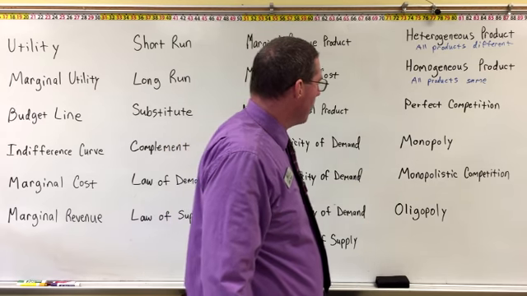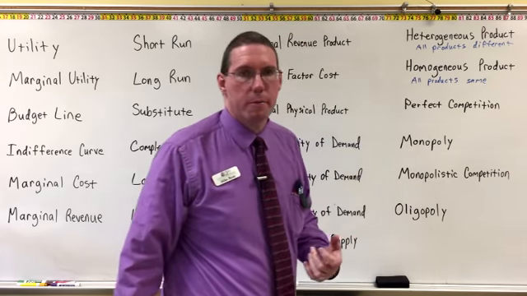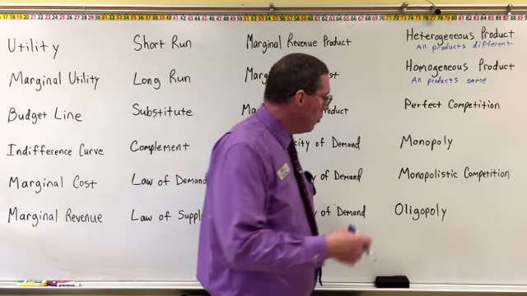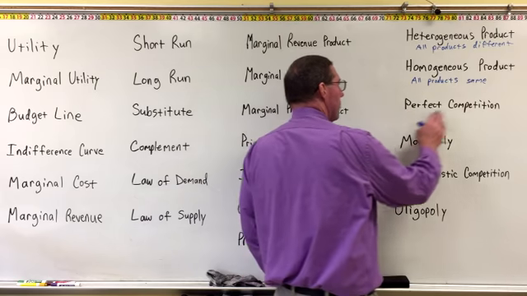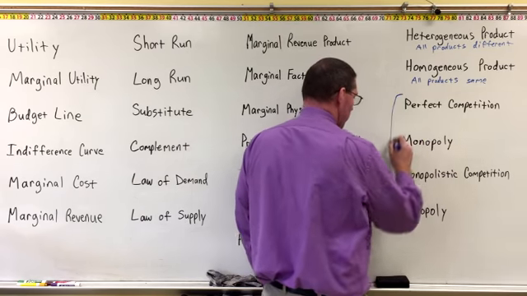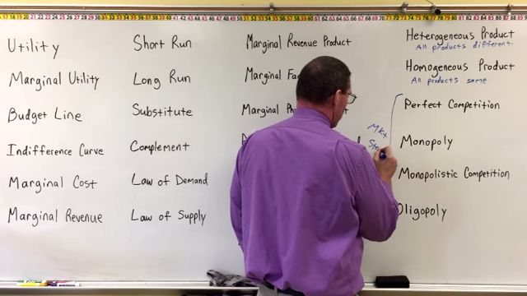And now here we are right here at the end. Perfect competition, monopoly, monopolistic competition, and oligopoly. All right. You probably recall this. You can go back to your notes for this. But perfect competition is a market structure. All of these are market structures, right?